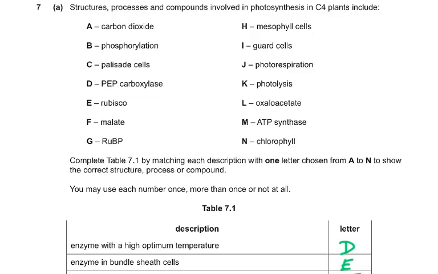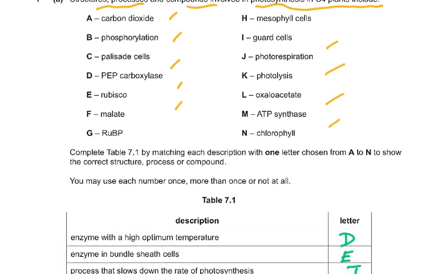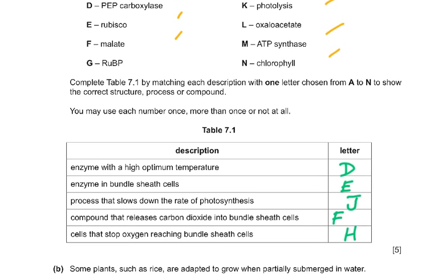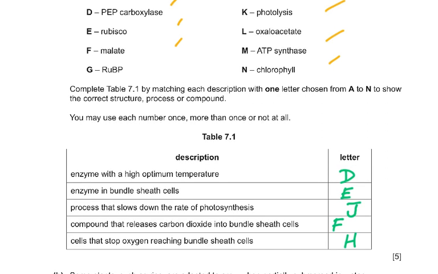Question 7. Structures, processes, and compounds involved in photosynthesis. C4 plants includes carbon dioxide, all these names given to you. Now, complete table 7.1 by matching each description with one letter chosen from A to N to show the correct structure, process, or compound. You may use each letter once. So, enzymes with a high optimum temperature naturally had to be PEP carboxylase, which is D. Enzyme in bundle sheath cell had to be E, which is of course the Rubisco.